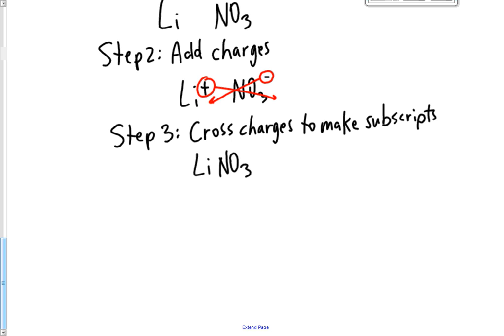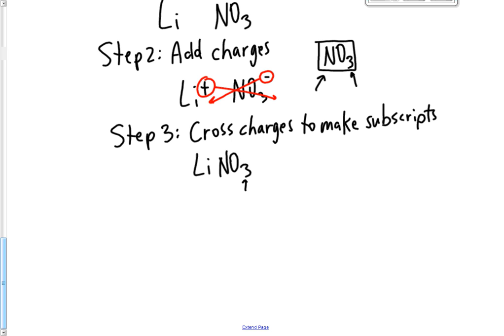LiNO3 is lithium nitrate. Okay, now this 3 right here, how come we didn't do anything with this 3? NO3 is nitrate. So NO3, this whole thing is nitrate. If you change this number, then it is no longer nitrate. Just like if you change the number of protons in something, it's no longer that element. So it's the same kind of process. If this is the polyatomic ion, then that's what it has to be all the time.